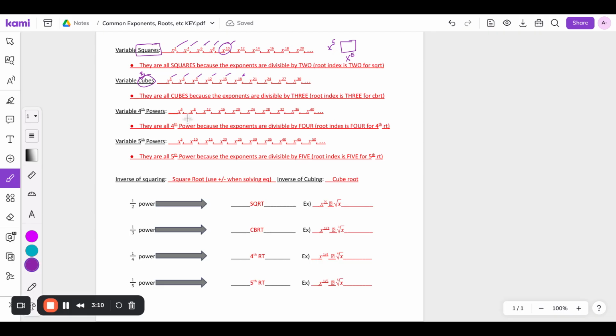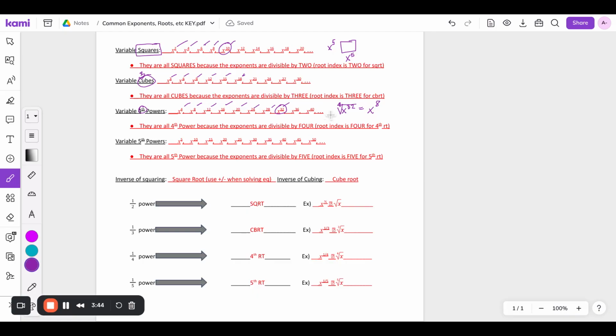Variable fourth powers. Any exponent divisible by 4 is a perfect fourth power. And I'm drawing these lines to show you, like x to the power 32. 32 is divisible by 4 8 times. So guess what? The fourth root of x to the 32nd power is x to the power 8. You take the power and you divide it by the root. And that's how you're going to simplify it.